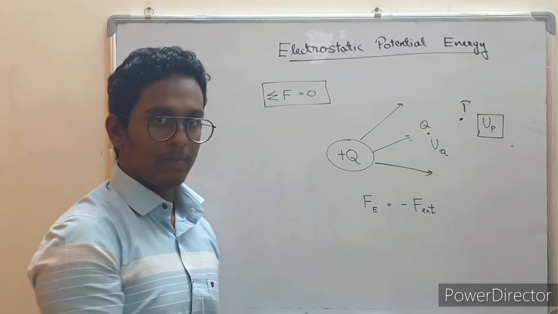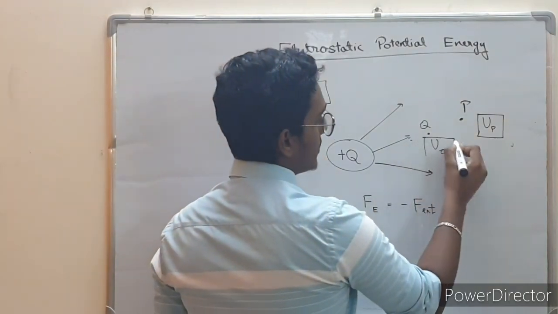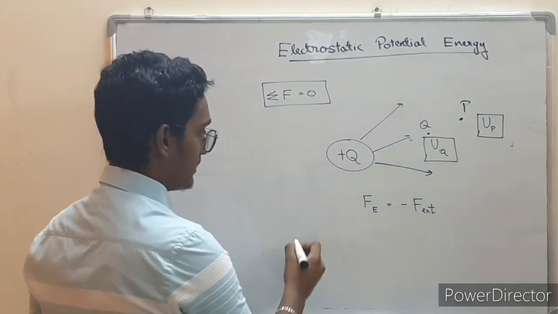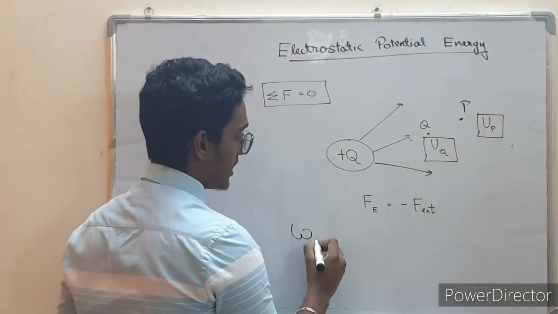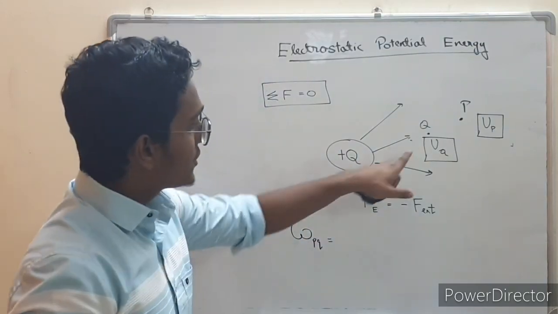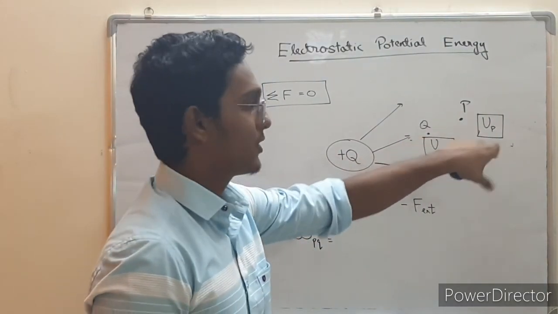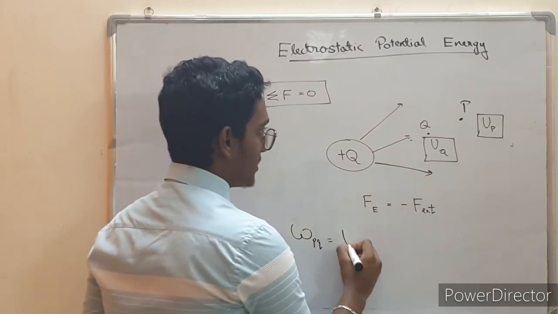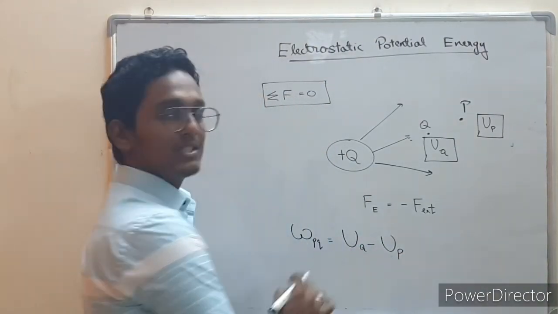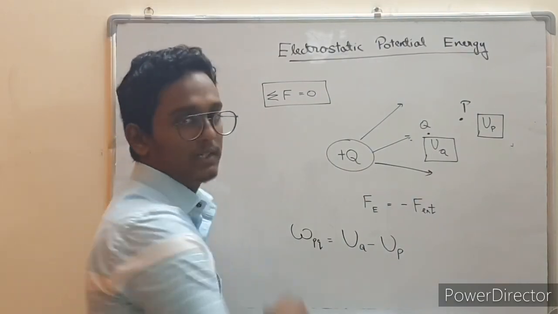Potential energy is denoted by the symbol U. So the work done in moving the charge from P to Q is equal to the potential energy at Q minus the potential energy at P, UQ minus UP. The difference in these potential energies is the work done.